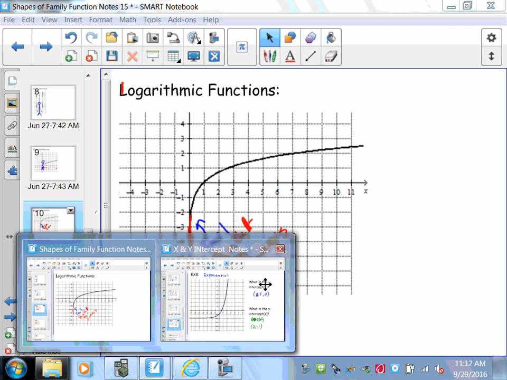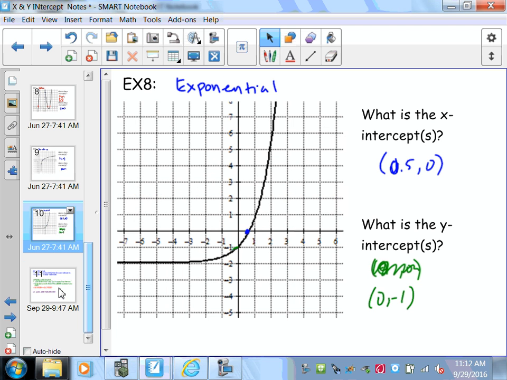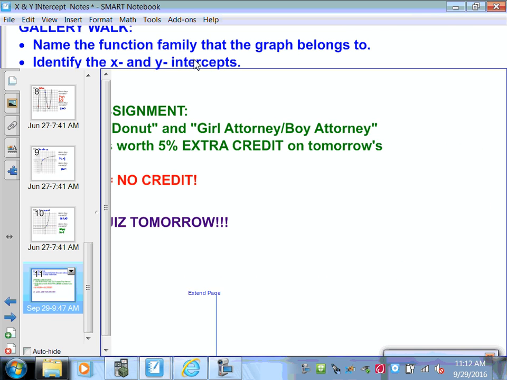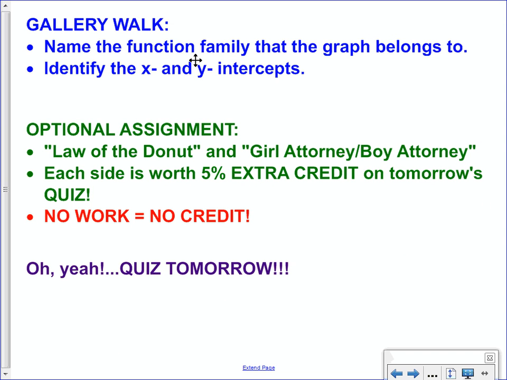All right, here we go. Your activity for today. If you take a look at that slip of paper I gave to you, that is the start of the gallery walk. There's 24 of them. Do all 24. Three things: the name of the family, the x-intercepts, and the y-intercept, if there is one. The optional assignment will be at the front when you turn it in. It says the law of the donut in the back, and then girl attorney, boy attorney on the front and on the back.